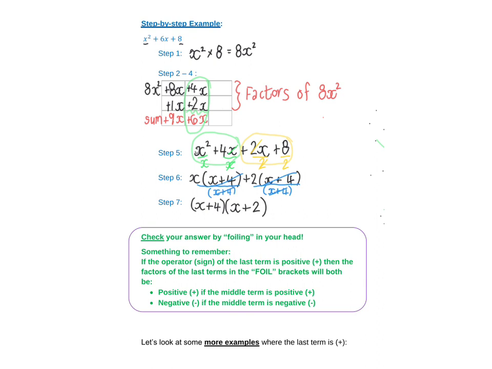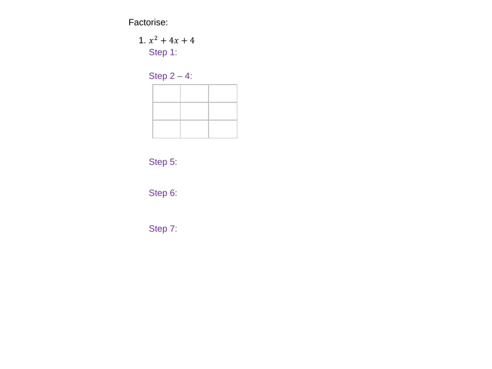So let's look at some more examples where your last term is positive. Next one, I've put in the steps again here. I'm going to do this one with you again, and then there will be some that you can try on your own going ahead from here. So step 1, multiply the first and last term. So x squared times 4 is 4x squared.